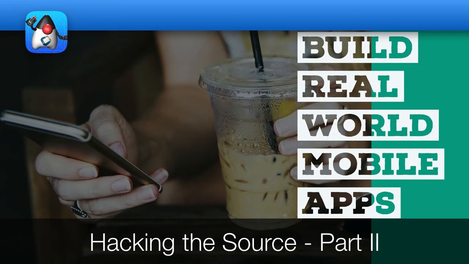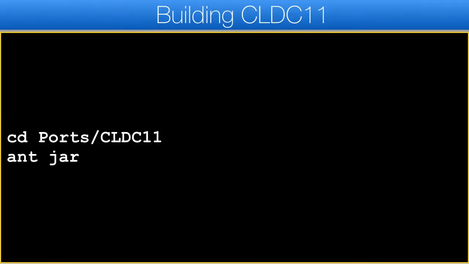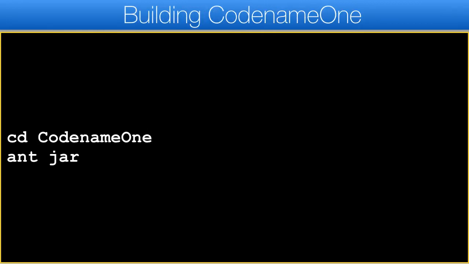Now that we have the lay of the land, let's start building things, specifically the kitchen sink demo. First, we'll build CLDC11, as it's pretty trivial. After that, we should have dist/cldc11.jar. Next, we'll build the library itself. We now have Codename1 compiled. Notice a pattern here. It's relatively simple at this stage.